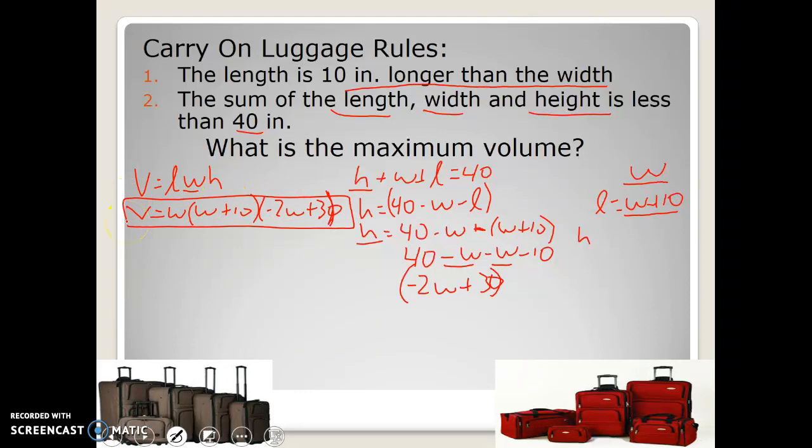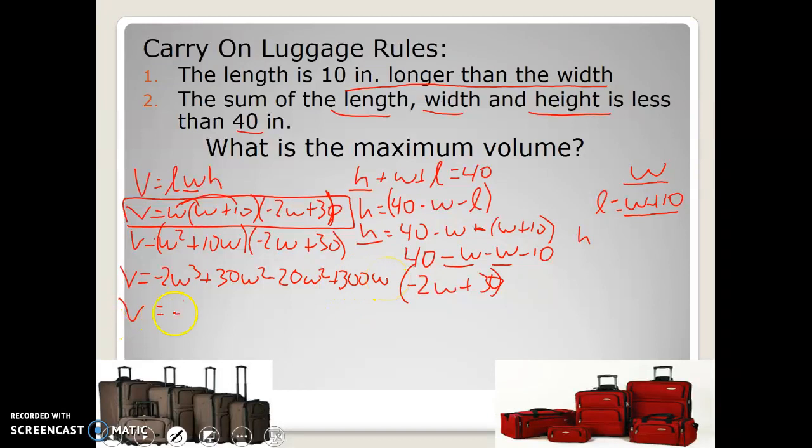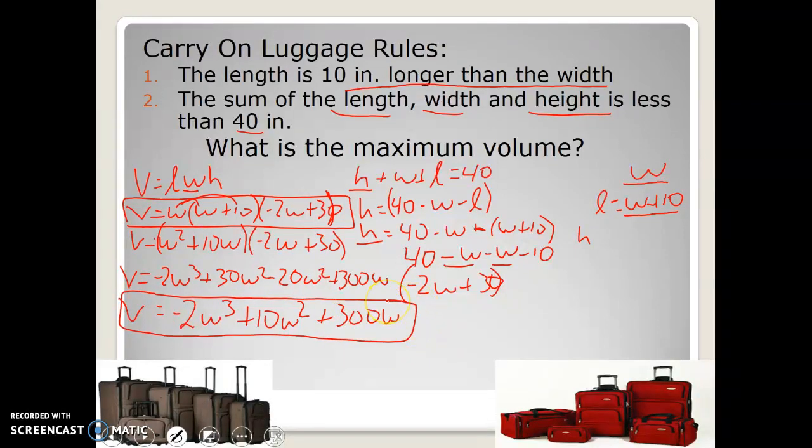Now I could put this in standard form. I'd have to distribute my W here. So it's going to look something like this. It's going to be W squared plus 10W. But then I'd have to multiply that times negative 2W plus 30. So if I do this, I'm going to have a volume that is W squared times negative 2W is negative 2W to the third. W squared times 30 is plus 30W squared. 10W times negative 2W is negative 20W squared. And then 10W times 30 is plus 300W. And if I simplify that, I'm going to get this expression, negative 2W to the third plus 10W squared plus 300W. And that's what this expression looks like in standard form.